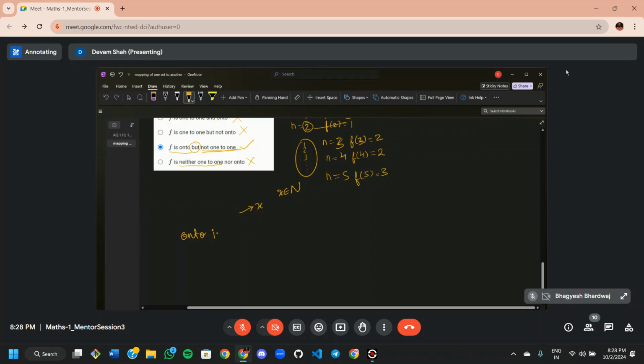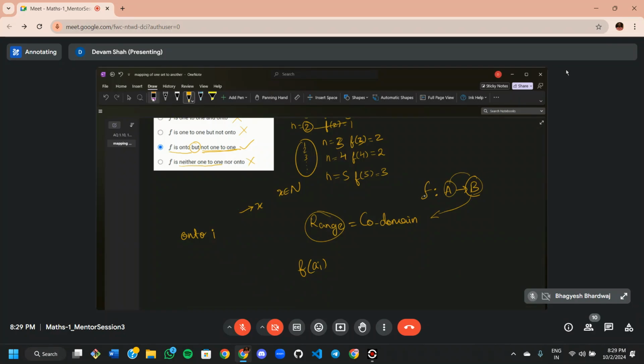We can't. For onto, you have to check. There is a condition that range is equal to codomain. Codomain is this thing. This is codomain. And what is range? F of x is the set of numbers used in codomain. For all the inputs, there will be some element in codomain, no? So that all should be there in the range. So this and this should be equal.